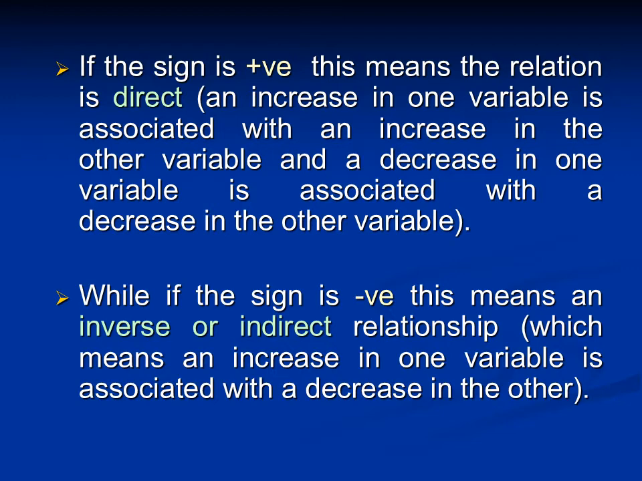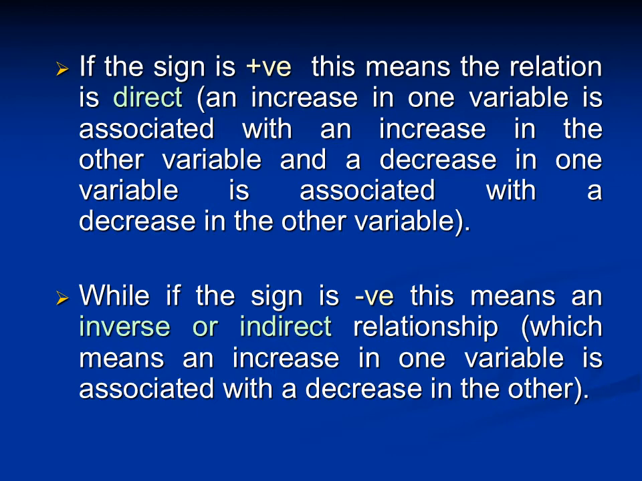While if the sign is negative, this means an inverse or an indirect relationship, which means an increase in one variable is associated with a decrease in another variable. They move in opposite directions. When one increases, the other one will decrease. When one decreases, the other one will increase. Hence, a negative relationship can be called an indirect or an inverse relationship.